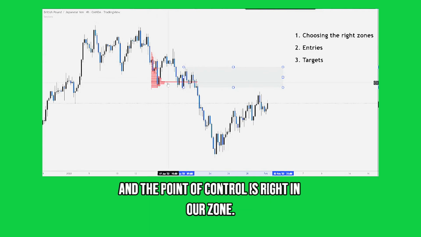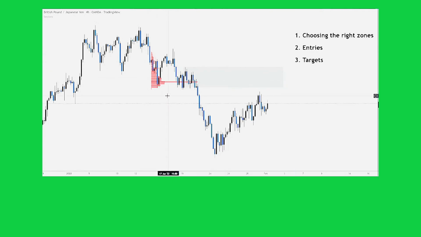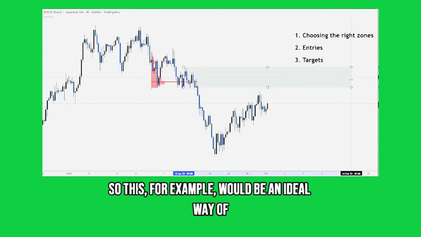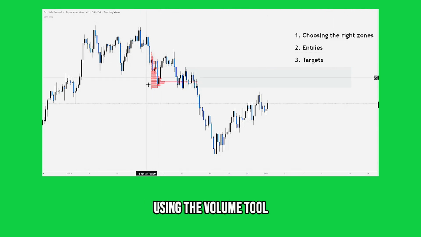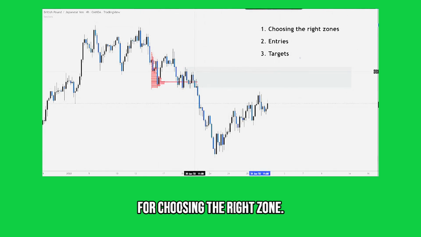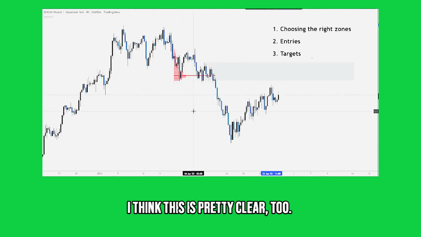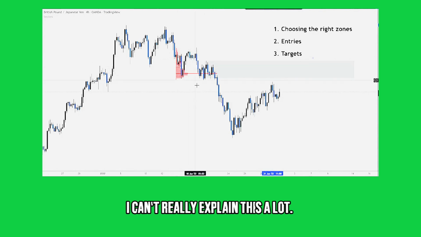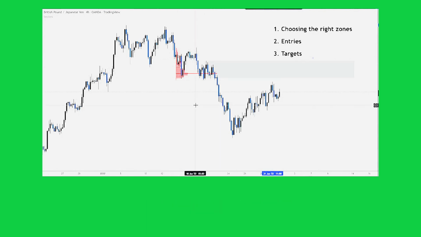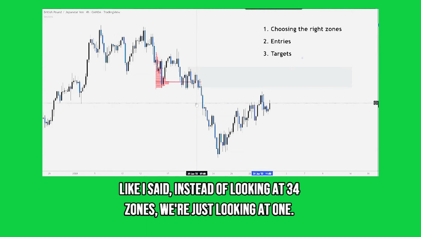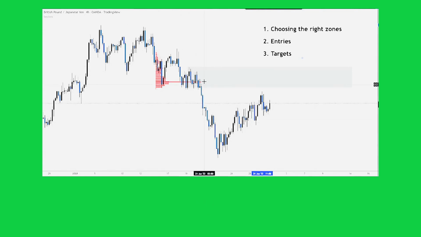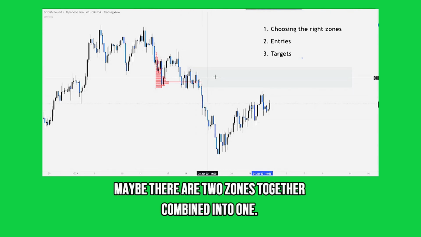And the point of control is right in our zone, okay? So this, for example, would be an ideal way of using the volume tool for choosing the right zone. Okay, I think this is pretty clear to you guys. I can't really explain this a lot better. Like I said, instead of looking at 3-4 zones, we're just looking at one. Maybe there are two zones together combined into one.